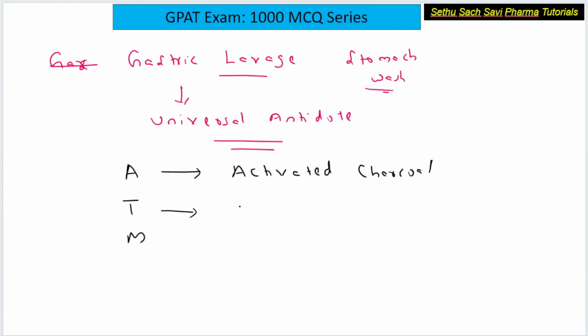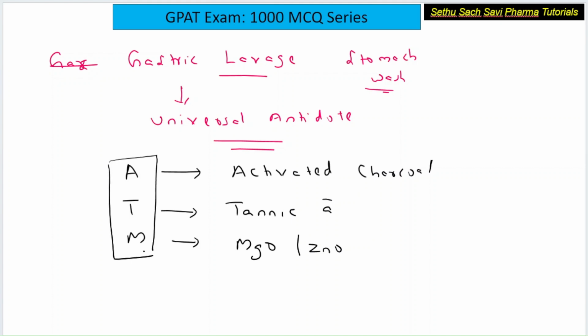Activated charcoal. T stands for tannic acid, and M stands for magnesium oxide. Either it could be magnesium oxide, sometimes zinc oxide also could be there. Okay, so you can remember this mnemonic universal antidote ATM. ATM is present all over the world, right? So ATM you can remember.